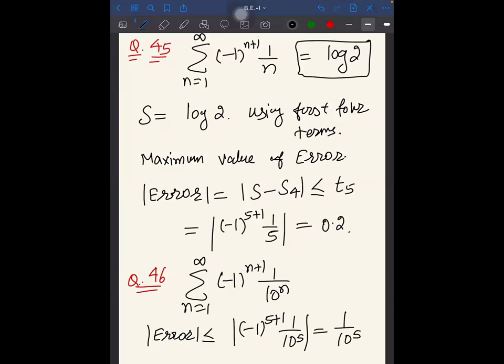Yes, sir. You can find it by replacing S4. It is a GP, that's what it is. This is easy, this is a GP, right? So here you have better information. You can find the actual value of the error.